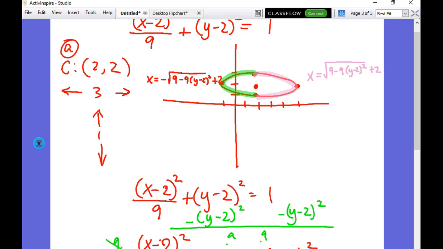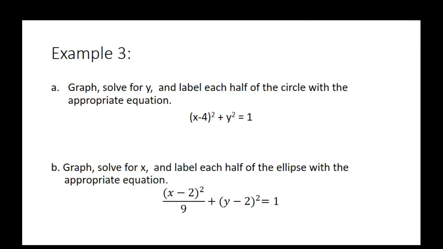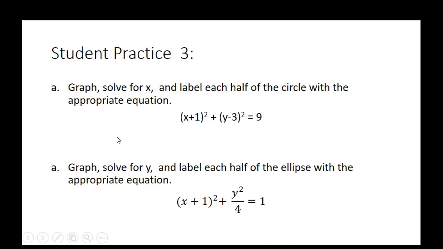So we have time for maybe you guys to try one problem before we leave. I've got a student practice here for you. If you want to try an easy one, the top one's a little bit easier. If you want to try a harder one, the bottom one's a little bit more difficult. But they're both relatively the same, honestly. So go ahead and try one of those.